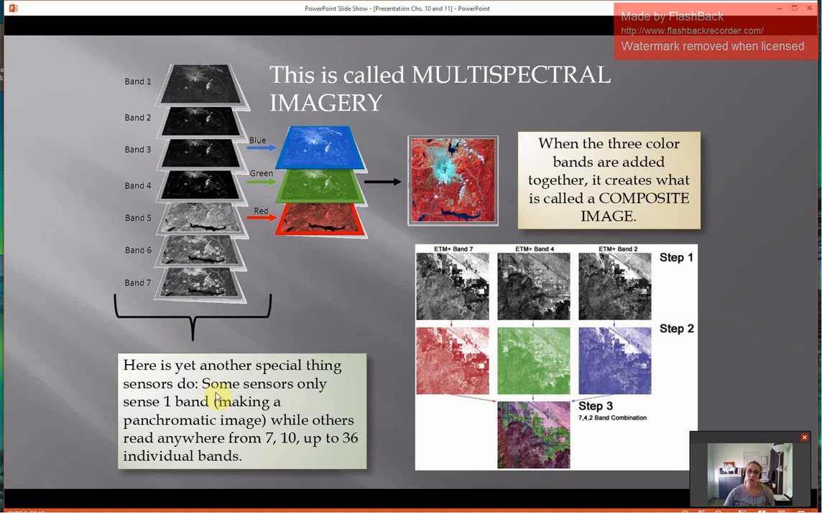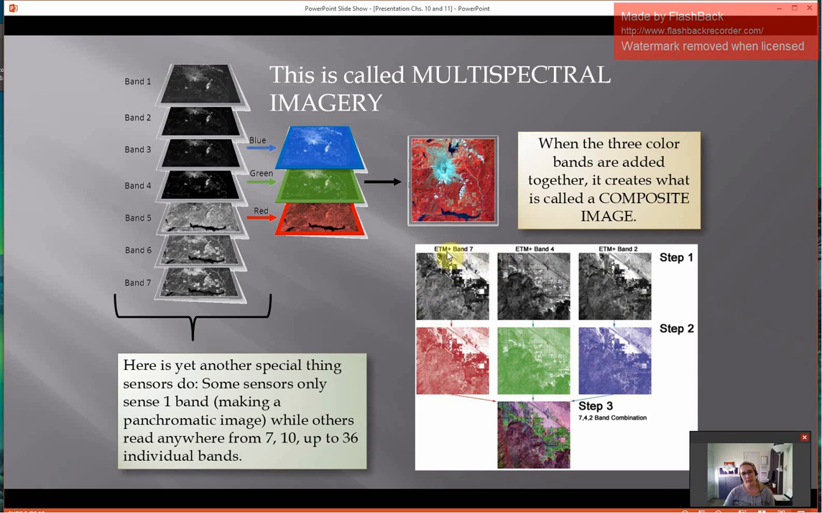And they can actually just do one color. I say here that I talk about the panchromatic image, which would actually just be grayscale. But you can actually have anywhere from 7, 10, up to 36 bands. That's when your imagery starts to get much more complex. You can do some fun analysis with it. Again, these color bands are added together to create a composite image, and you can see here a good example of how these are transferred via their color guns.